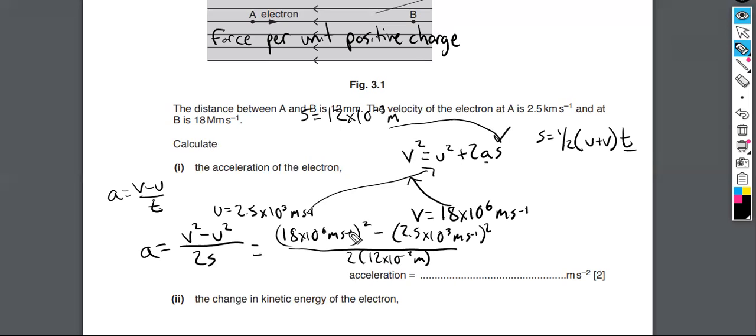Who's got it? Who's got it? 1.35. That's what I get. 1.35 by 10 to the 16. That's what I was going to say. I had that all along. Why didn't you say it?